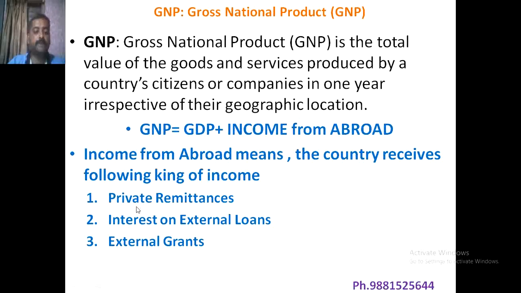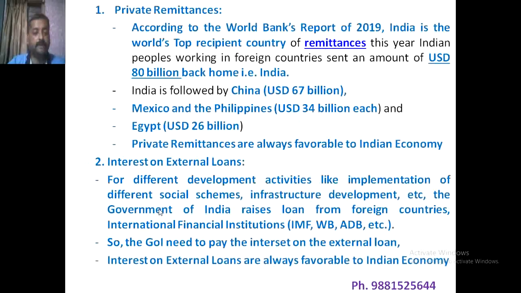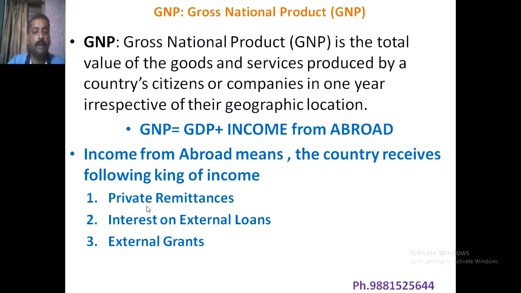The very first is private remittances. We are going to discuss all those three in detail in the coming lectures. Here I am explaining how it works. Private remittances, then second is interest on external loans, and the third important source of income from abroad is external grants. Now we'll see what is meant by private remittances.